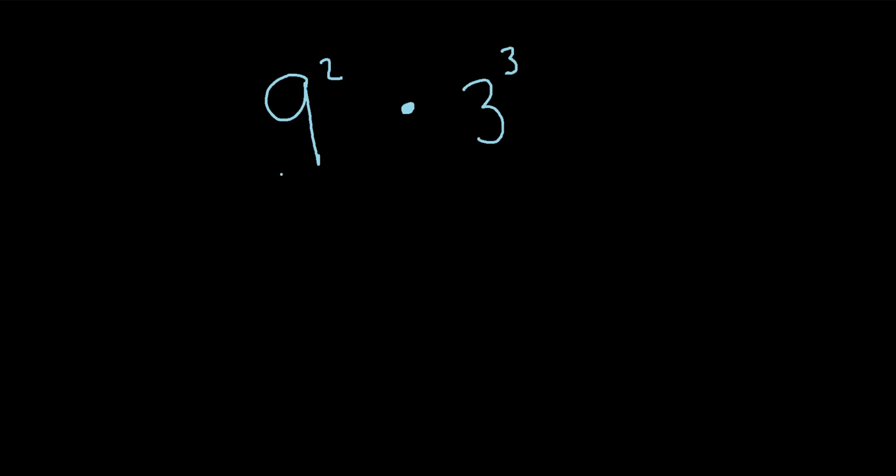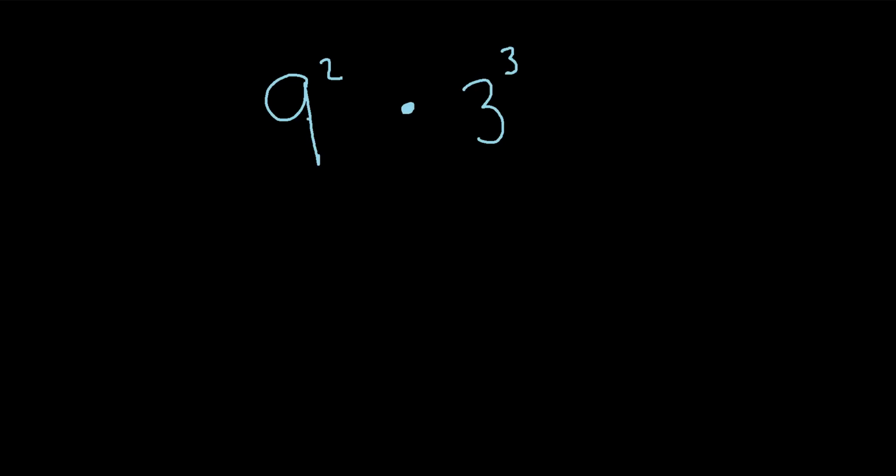Well, notice that their bases, right now, this one has a base of 9 and this one has a base of 3. Their bases are different and their powers are different. So this one has a power of 2 and this one has a power of 3. So how can we multiply these values? Well, the trick is that we either want the bases to be the same or we want the powers to be the same. So one thing we'll notice about 9 is that it has a perfect square root.